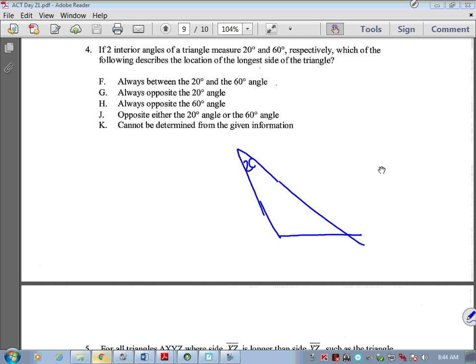20 and 60. All right, that's 80 degrees, right? Which means this has to be 100 degrees, correct? Well, the longest side of the triangle is going to be right here. Okay, so it's always going to be the included side between the 20 and the 60 because 100 has to be there. Okay, so that's how I get A for that answer.